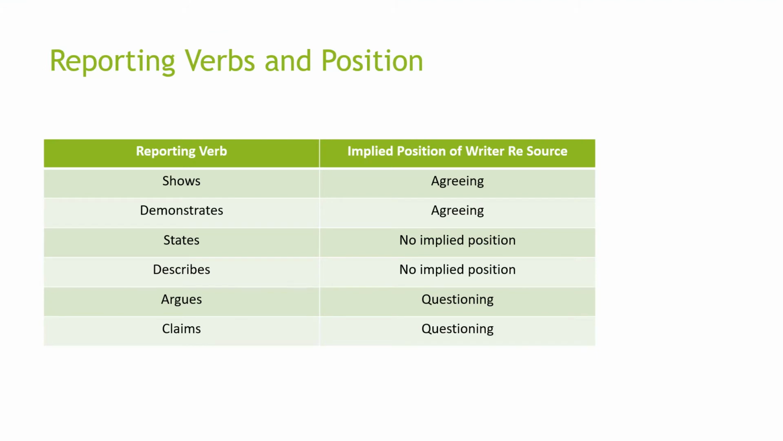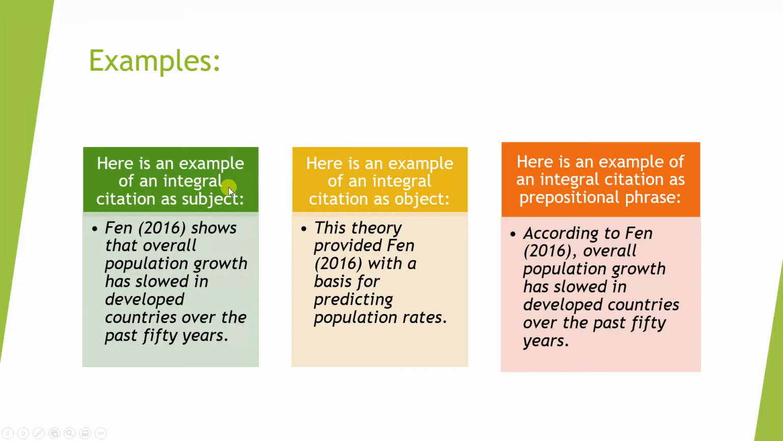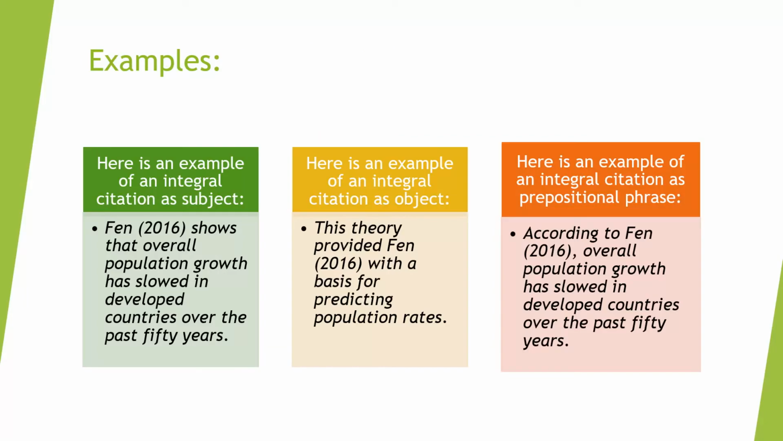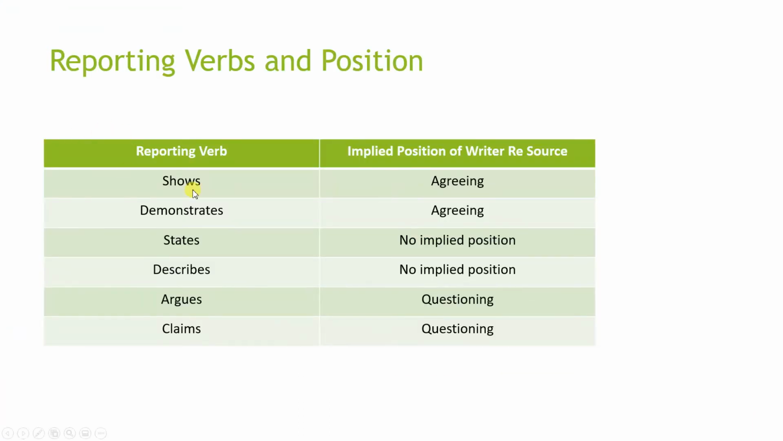Okay, now you see from the first integral citation here that we have the verb shows. That's called a reporting verb. Okay, and you can use reporting verbs in two ways. The first way is they can imply the position of you, the writer, regarding the source. So what I mean here is if you say Fenn shows something, this implies that you agree. You take it for granted that what follows the reporting verb is true. Okay, so if you use shows as a reporting verb, it implies that you agree with the source. If you use demonstrates, same thing. You imply that you agree with the source.